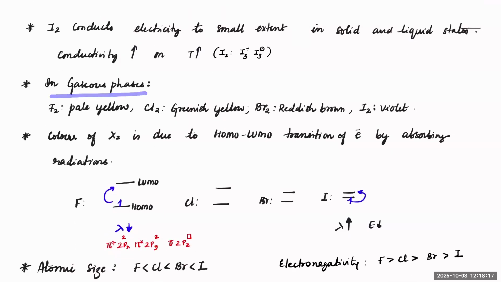In the gaseous phase, fluorine will be pale yellow, chlorine greenish yellow, and bromine, when it is in a gaseous state, will be reddish brown. And iodine is violet in color. If you notice the colors, there is a pattern: as it comes close to iodine, it becomes more violet.